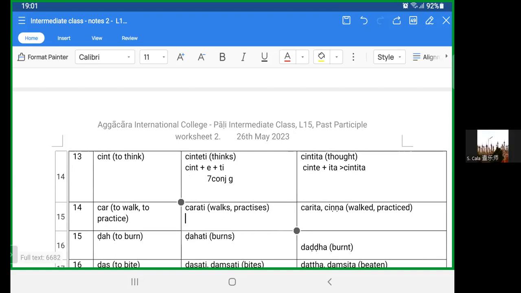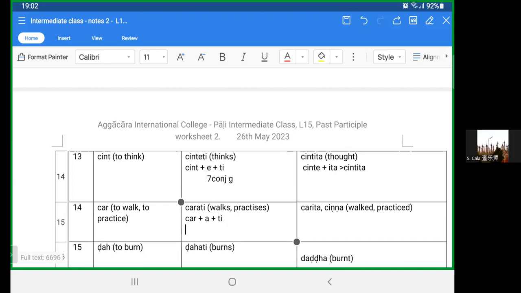Next one is a child to practice to walk. Okay, how about Joyce? Can you try this one? This one not difficult, very easy. What is the root here? CAR. CR plus conjugation A. All right, which group can you remember? First group, not sure. Yes, yes, okay. So this is the first group.